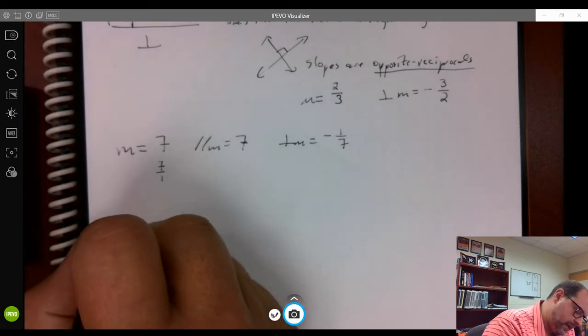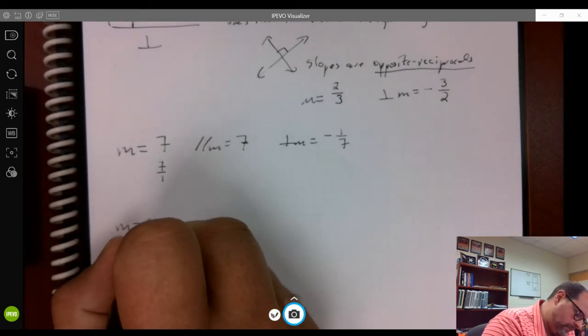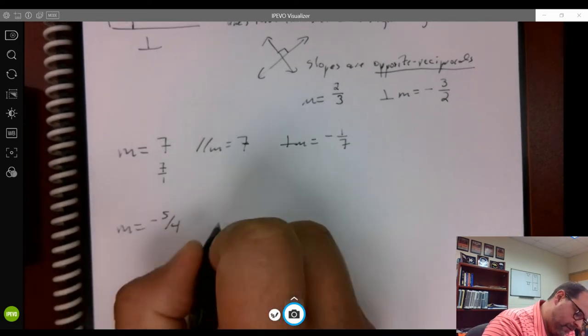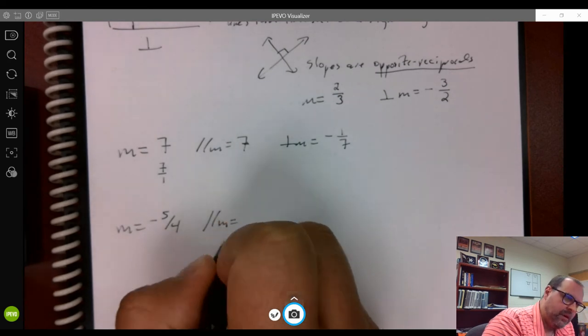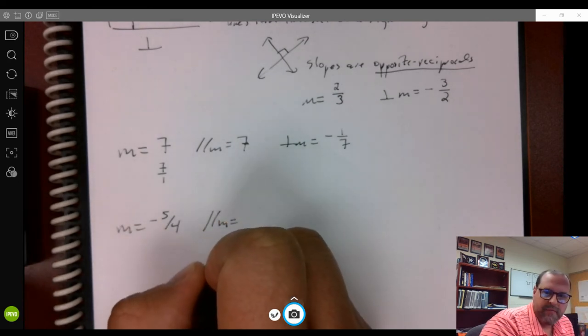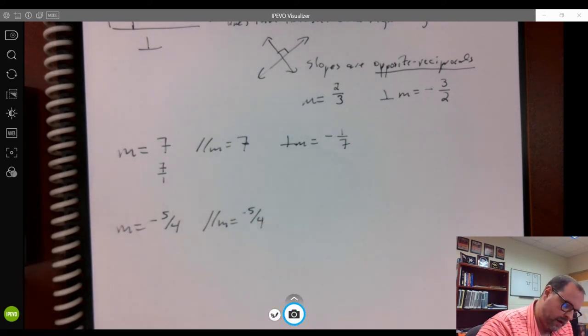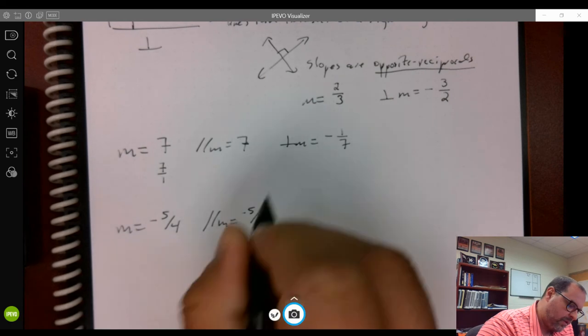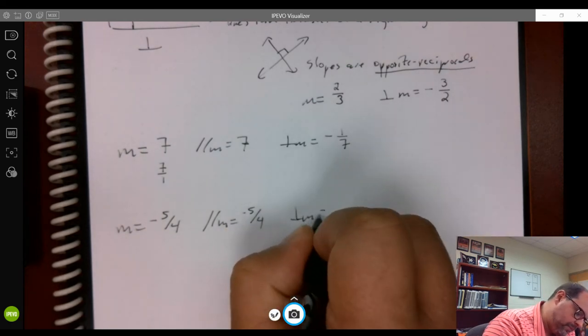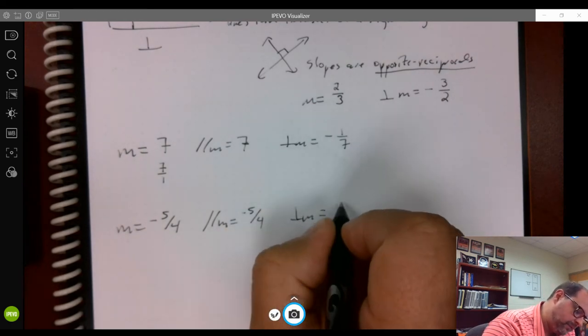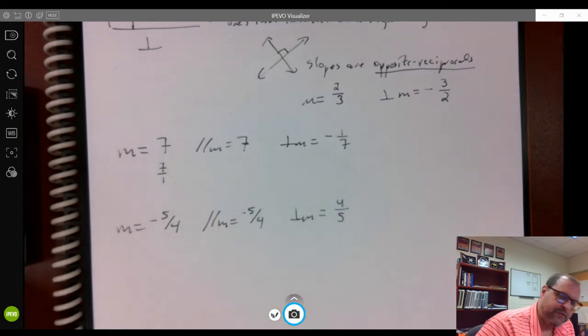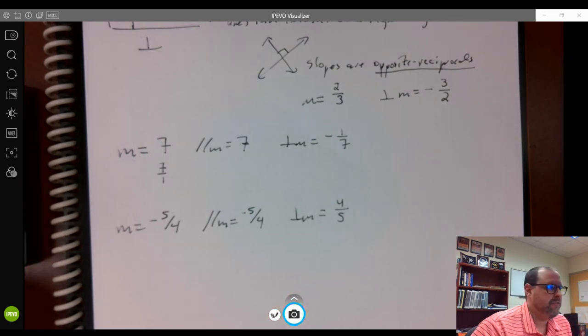Okay? All right. Let's try another one. Let's say I have a slope of negative 5/4. Well, what's a parallel slope? The exact same thing. It would be negative 5/4. What's a perpendicular slope? We changed the sign. It was negative, now it's positive, and we flip it. So instead of 5/4, it would be 4/5.